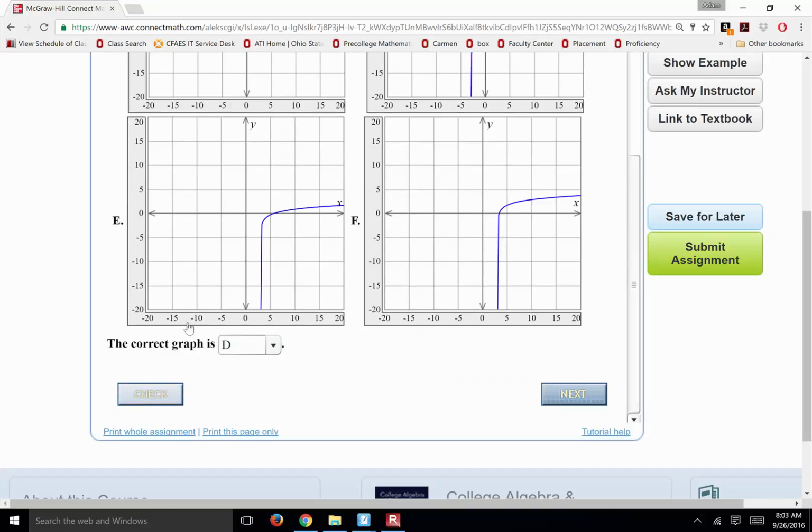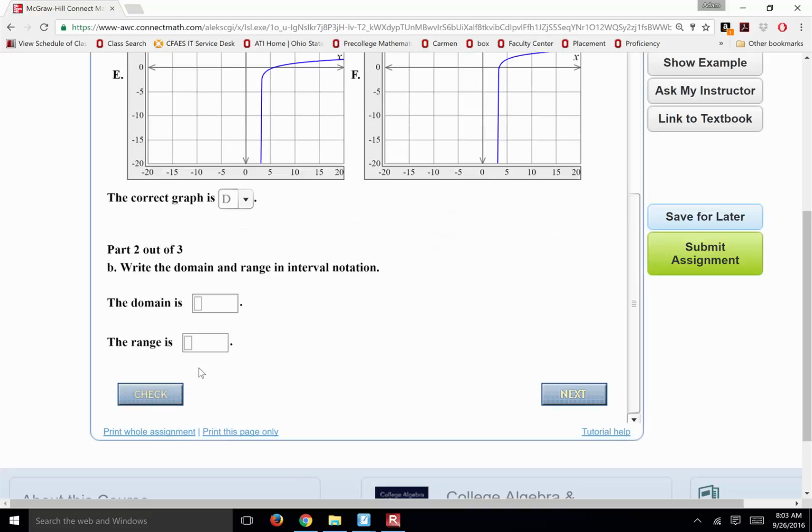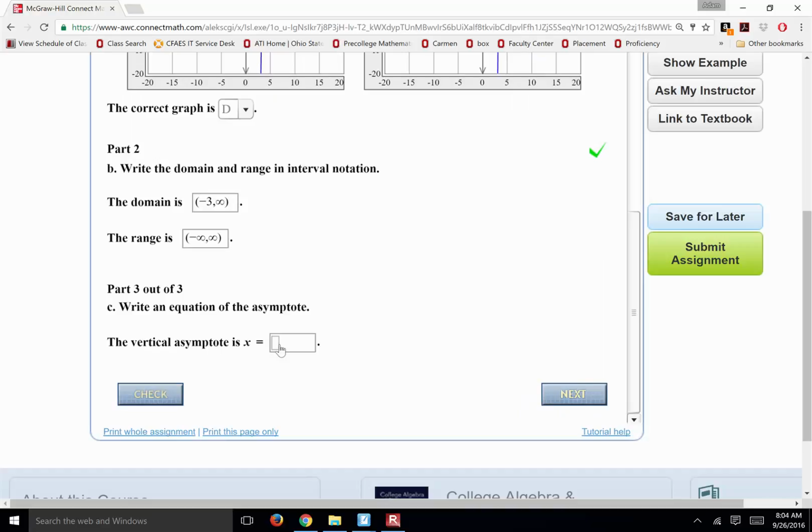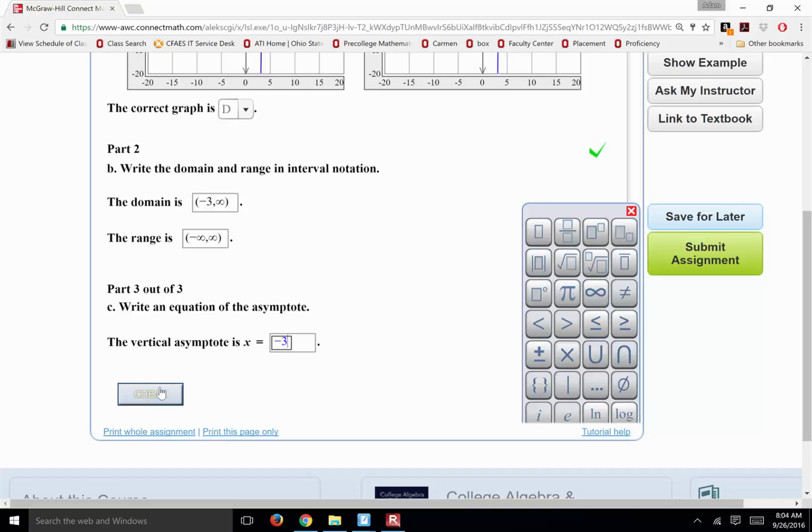We're gonna write the domain. Domain is minus 3 to infinity. And the range doesn't change. Still, it goes all the way down on the left side, so it is negative infinity, and it rises and rises indefinitely. It goes up and up, as you see in option D again, answer D. So the range doesn't change by shifts. Left or right shift doesn't matter. And the equation of the asymptote was x equals minus 3.